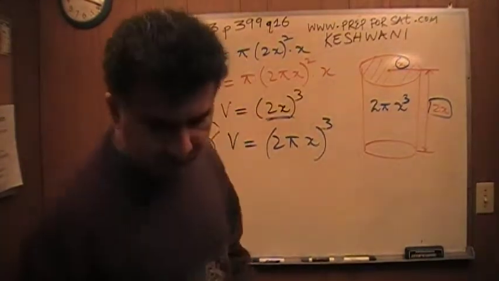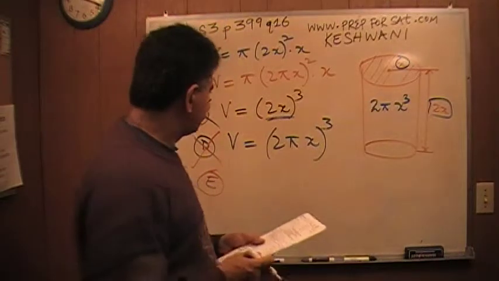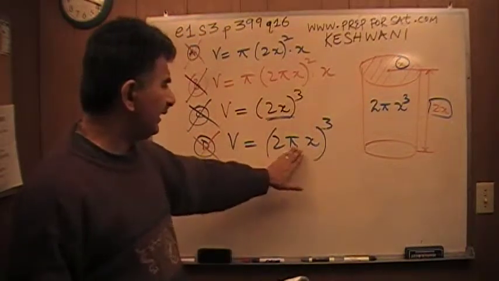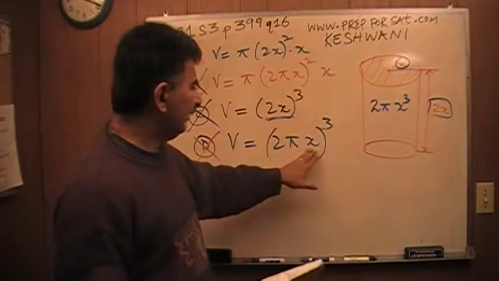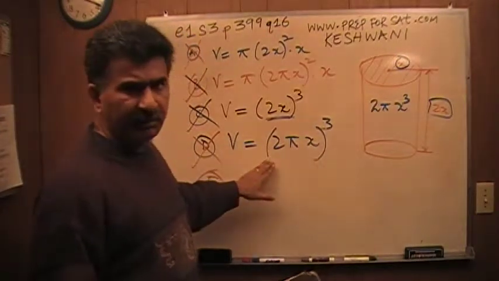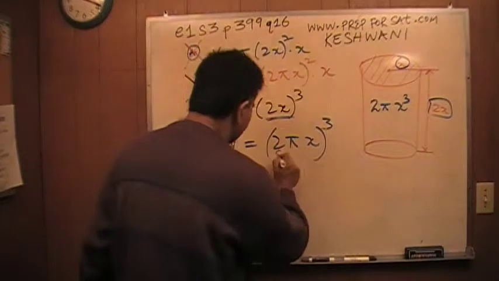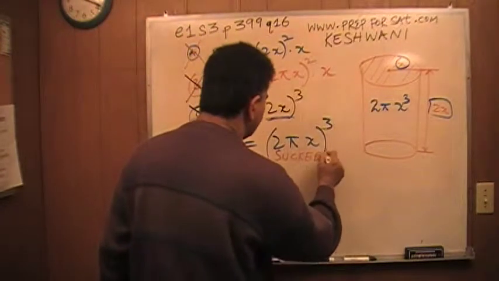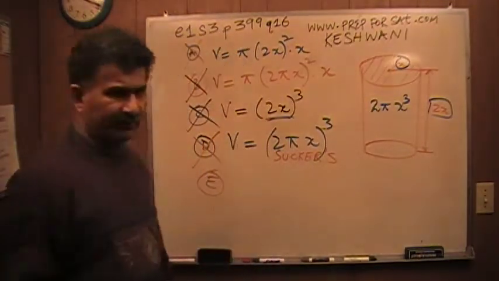This next one is what I call a sucker's answer, because they see 2, they see pi, and then they figure x cubed. Well, x is not being cubed, the whole quantity is being cubed. This is a classic sucker's answer.